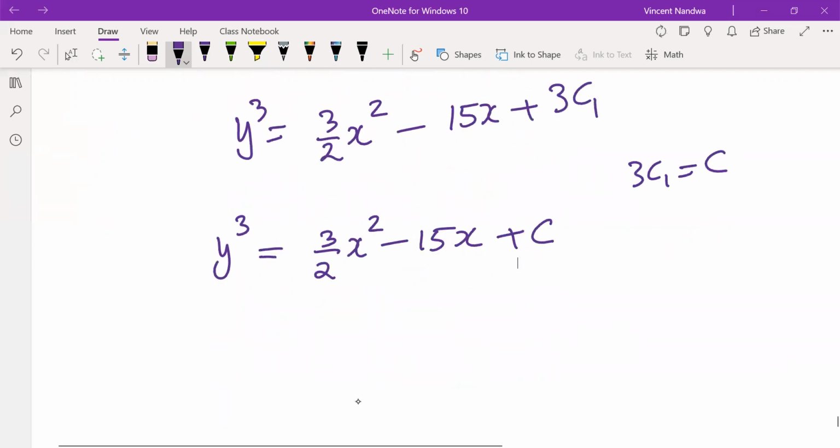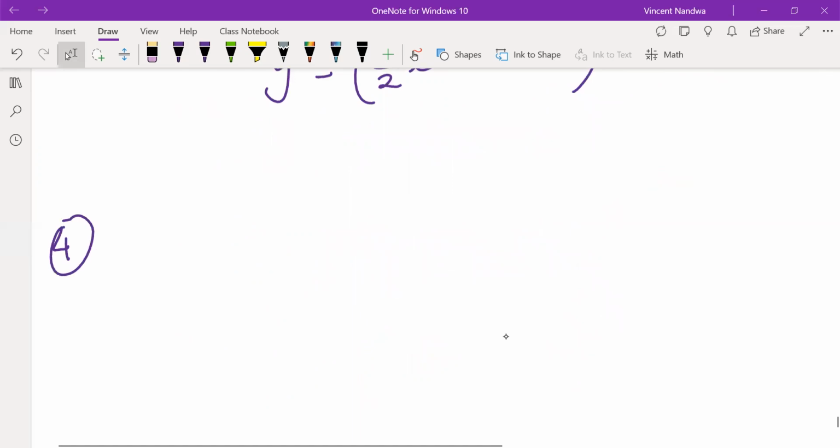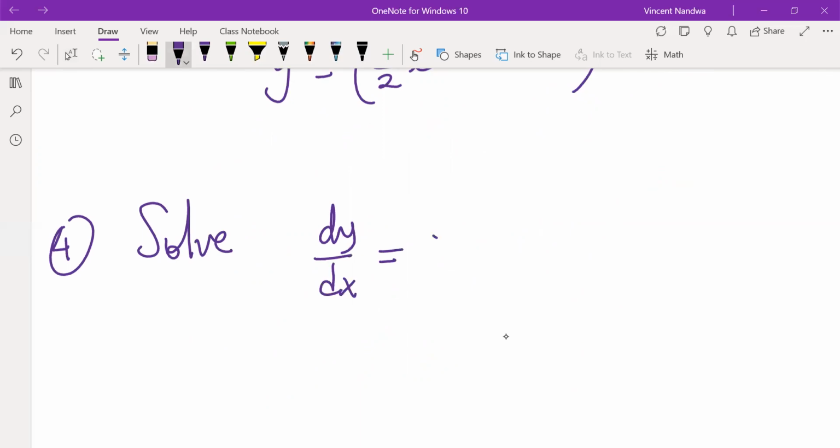And you can make y the subject by saying y equals 3 over 2 x squared minus 15x plus c, raised to the power 1 over 3. So next question, number 4, solve dy/dx equals 3x squared e raised to the power minus y, subject to y at 0 is 1.